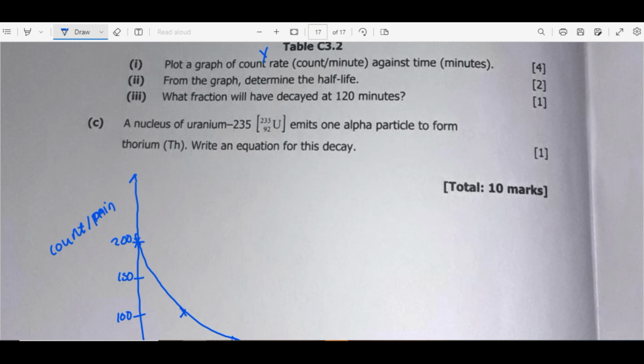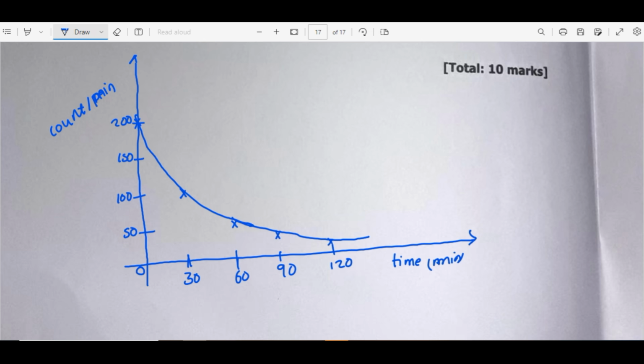Roman number two, from the graph, determine the half-life. So how do we find the half-life after we have done plotting the graph? Half-life is equal to half times the original, the number before any decay, which was 200. So half of 200 is giving us 100.